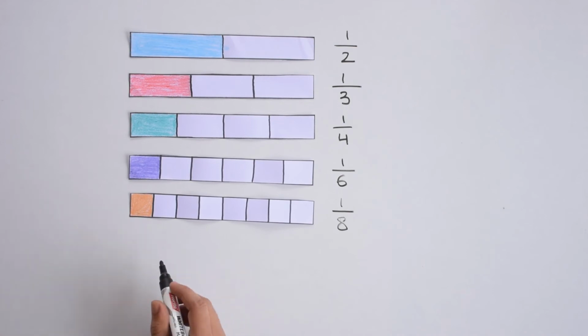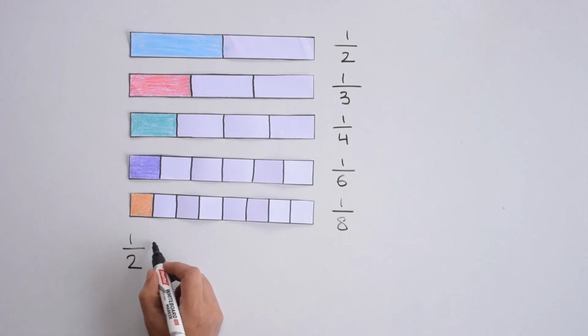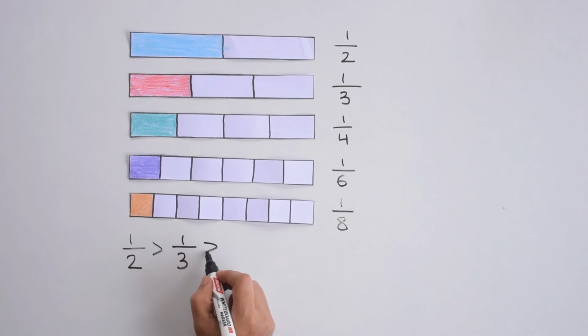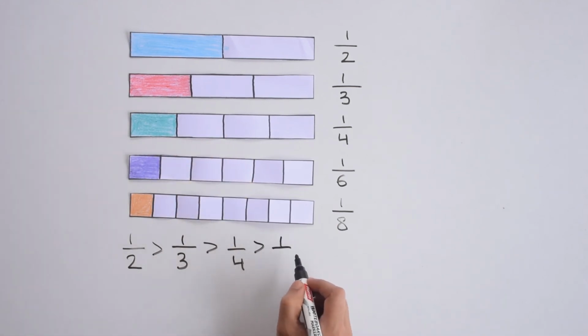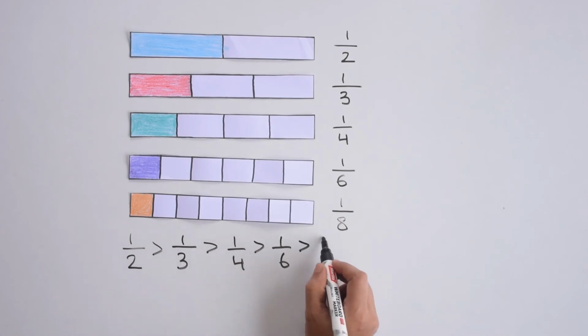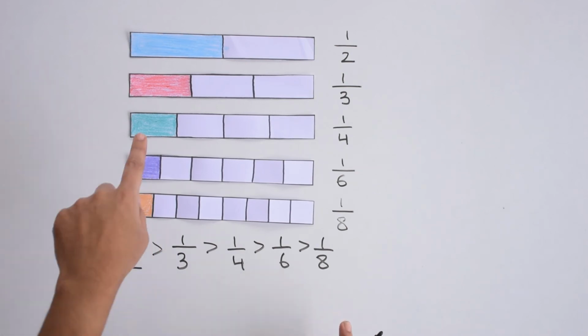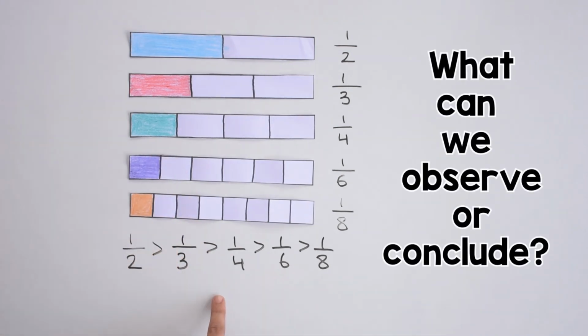Shall we write this down? Yes. So first, the biggest of all is 1 by 2, which is bigger than 1 by 3, and 1 by 3 is bigger than 1 by 4, and 1 by 4 is bigger than 1 by 6, and this is bigger than 1 by 8. So now we have the relationship between these unit fractions. Now, what do we observe from here? Or what can we conclude from this? Pause the video, make a note of your observation and come back.